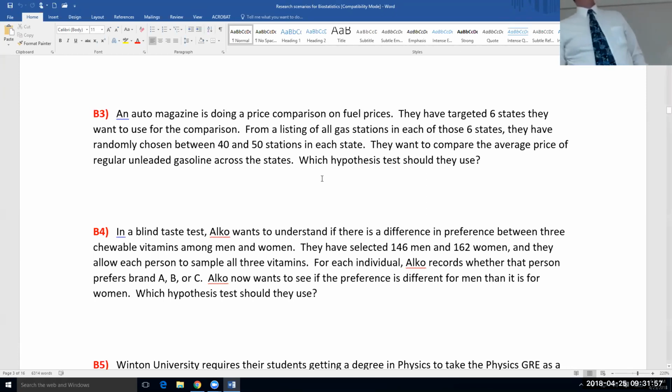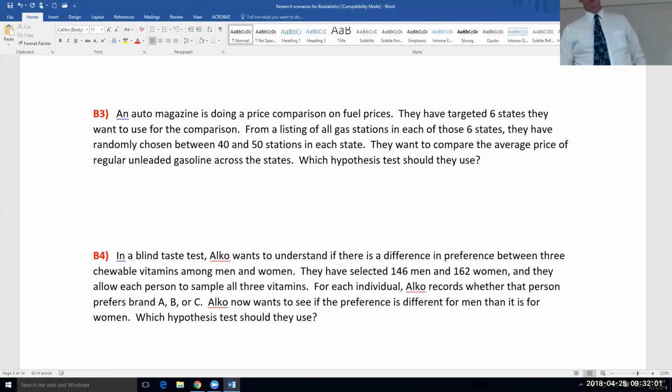All right, so we're doing B3, Jaden? Yeah. Auto Magazine is doing a price comparison on fuel prices. They've targeted 6 states they want to use for comparison. From a listing of all gas stations in each of the 6 states, they have randomly chosen between 40 and 50 in each state. They want to compare the average price of regular unleaded gas across the states. Which hypothesis test? So, Mitch, is this categorical, quantitative, or regression?